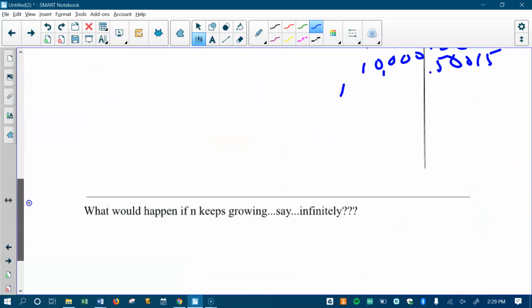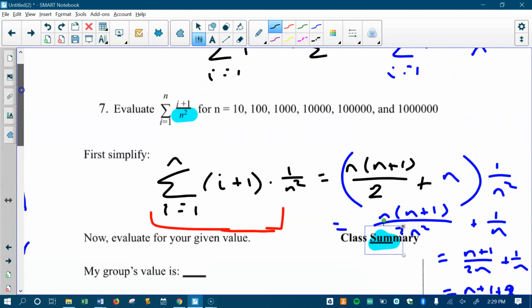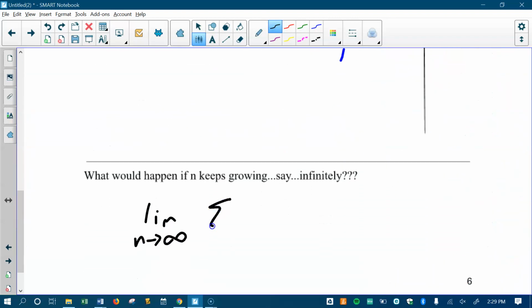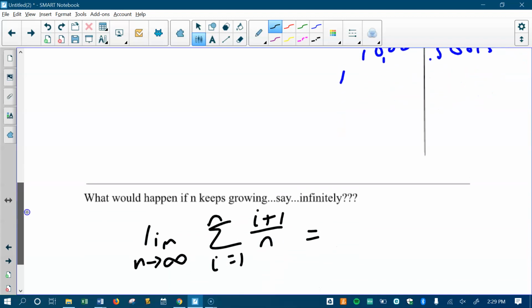Let's finish up in 15 minutes here. What would happen if n keeps growing, say, infinitely? So the question is asking, if we have the limit as n goes to infinity of the summation from i equals 1 to n of i plus 1 over n, what do we think that equals? Because we could take a limit of a summation. That's kind of where we're going with this.